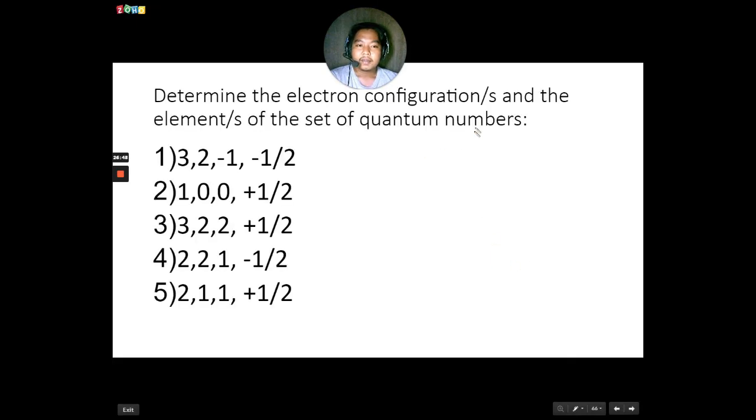Second task, determine the electron configuration and the element for the set of quantum numbers for these 5 items. Alright? So what you will put is not the whole electron configuration, but just the last, for example 3p6, 4d5, etc., the last electron configuration only, and then the name or at least the chemical symbol of the element.